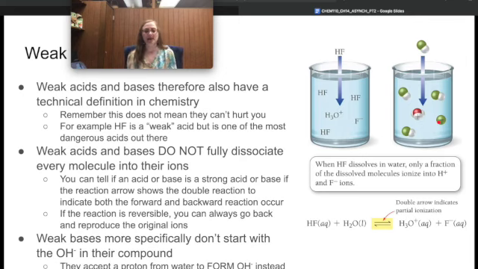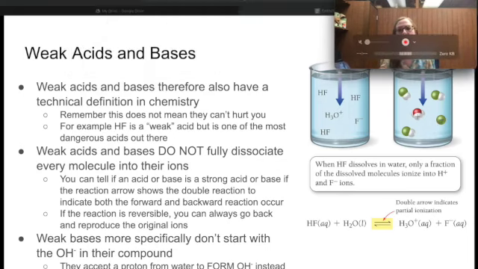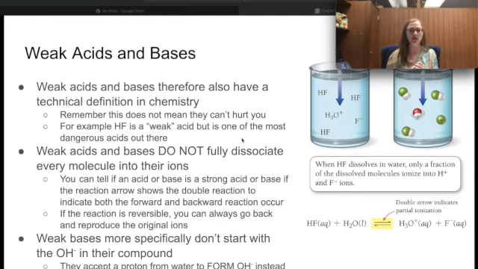A quick note about weak bases. Again, it's really easy to identify a strong base with that OH- ion in it. Weak bases don't start with the OH- in their compound. They accept a proton from water to form that OH- instead. So weak bases form the OH- in reaction, whereas strong bases already have that OH- in their chemical formula. So when we're looking at the chemical formulas of bases specifically, we can start to tell whether something's strong or weak if it has that hydroxide OH- ion in it.